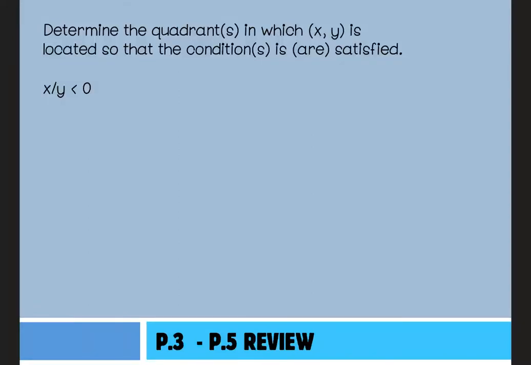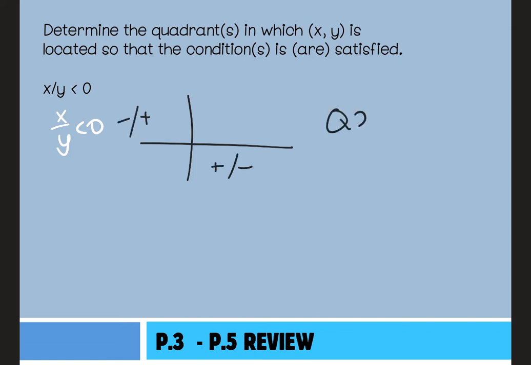So this is Thursday's. Okay, the first one said determine the quadrant in which the xy is located so the conditions are satisfied. So this is x over y is less than 0. That means it would be negative. For a division statement to be negative, one has to be positive, one has to be negative, right? That happens in the second quadrant. This would be negative and positive. And in the fourth quadrant, this would be positive and negative. So quadrant 2 and quadrant 4. This is what you did on Thursday.